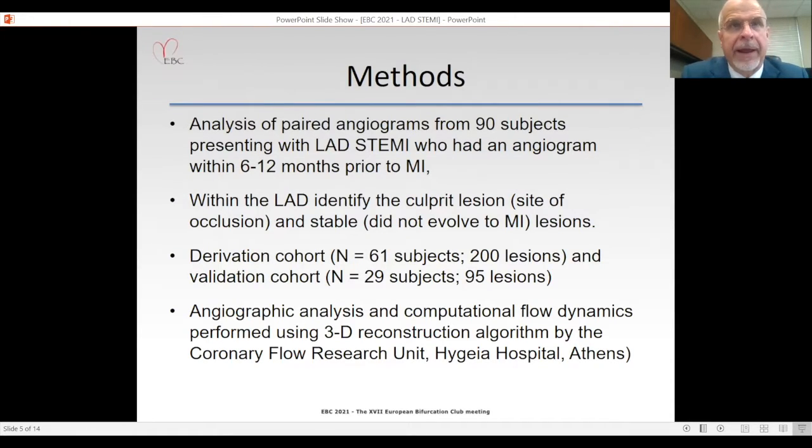We began with paired angiograms from 90 subjects who presented with LAD STEMI and who had had an angiogram within the prior 6 to 12 months. Within the LAD, we identified culprit lesions as the site of eventual occlusion, and other lesions within the LAD were considered to be stable lesions. The subjects were divided into a derivation cohort, including 200 lesions and 61 subjects, and a validation cohort of 95 lesions and 29 subjects. The angiographic analysis and computational flow dynamics were performed using a 3D reconstruction algorithm by the Coronary Flow Research Unit at Hygeia Hospital in Athens.